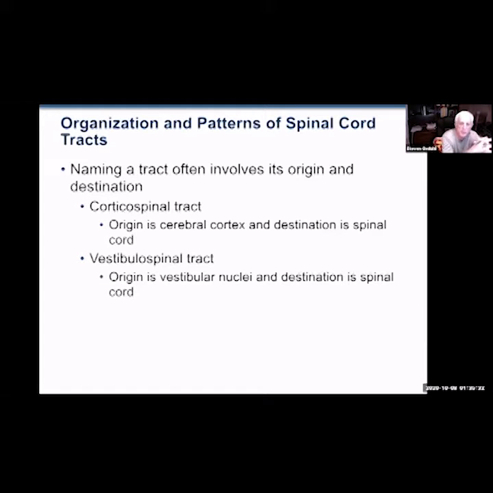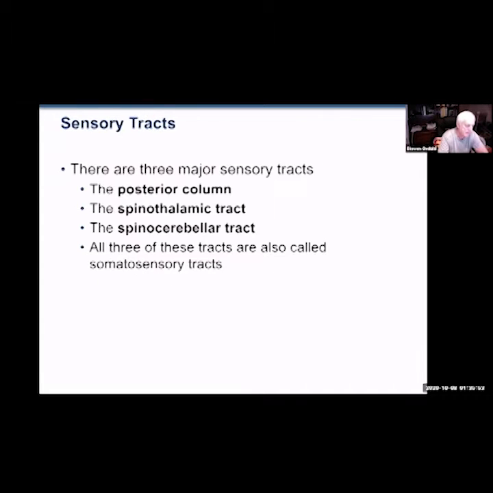The corticospinal tract, where the origin is the cerebral cortex and the destination is the spinal cord. You have the vestibulospinal tract, which originates in the vestibular nuclei and ends up in the spinal cord. So a lot of times you can tell where tracts start and where they end up just according to their name.